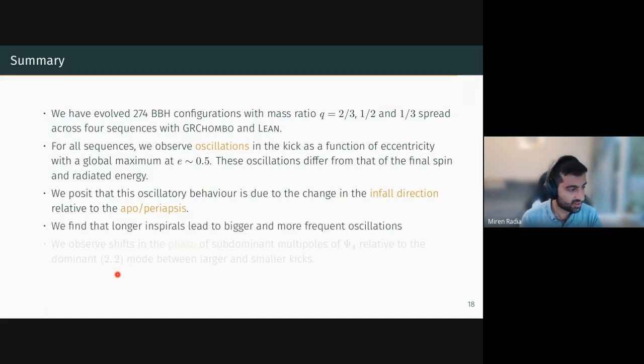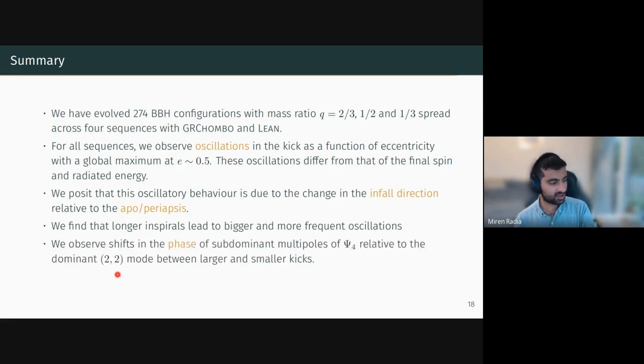And we find that longer inspirals lead to bigger and more frequent oscillations, which we see by comparing our short sequence and our long sequence for the mass ratio 2 to 1. And we also observe shifts in the phase of subdominant multipoles of psi4 relative to the dominant 2,2 mode between larger and smaller kicks.